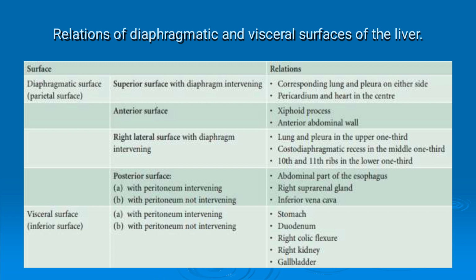Now we are going to see posterior surface with the peritoneum intervening and with peritoneum not intervening. With peritoneum intervening, we can see abdominal part of the esophagus and right suprarenal gland, and with peritoneum not intervening, inferior vena cava. Now we will discuss visceral surface, also called inferior surface, with peritoneum intervening and with peritoneum not intervening. With peritoneum intervening: stomach, duodenum, right colic plexus, right kidney, gallbladder.